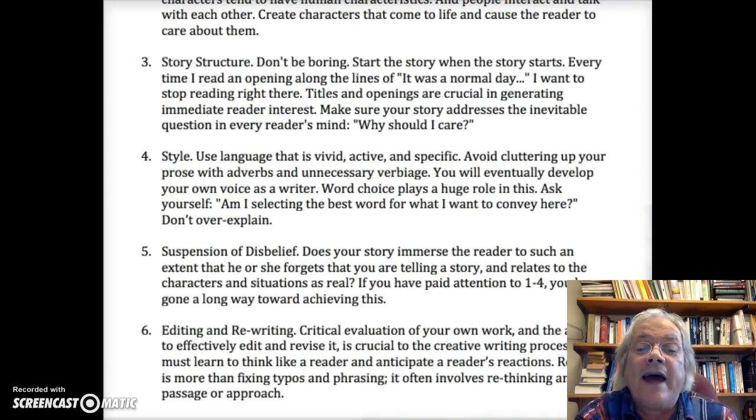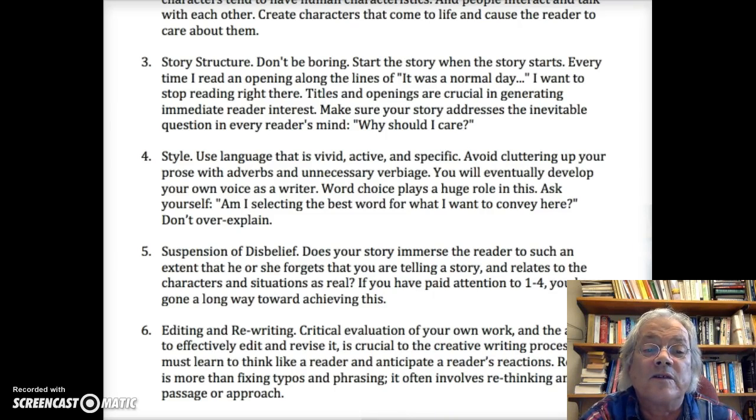Recall Casey at the Bat, a narrative poem. The story does not start at the beginning of the game. The story does not start at the beginning of the baseball season. The story starts when the crucial action begins in the ninth inning. Or think of Lily Rosemary and the Jack of Hearts. The story starts when the Jack of Hearts walks into the bar.